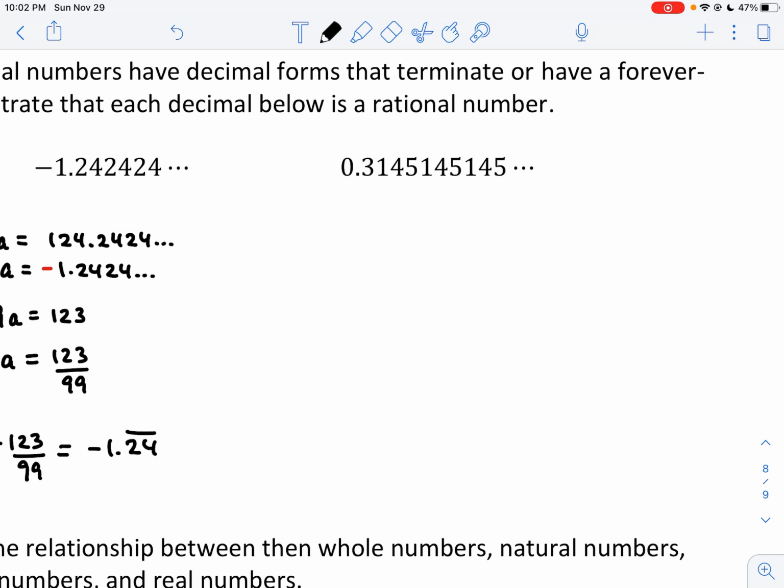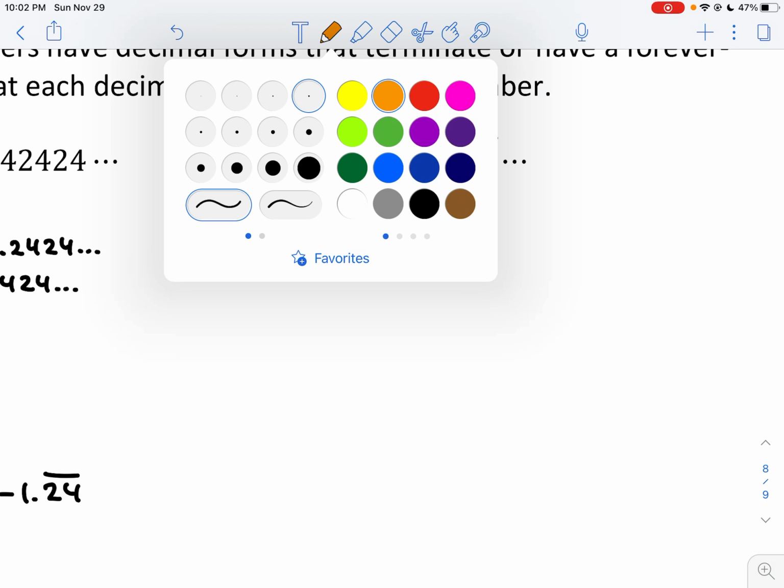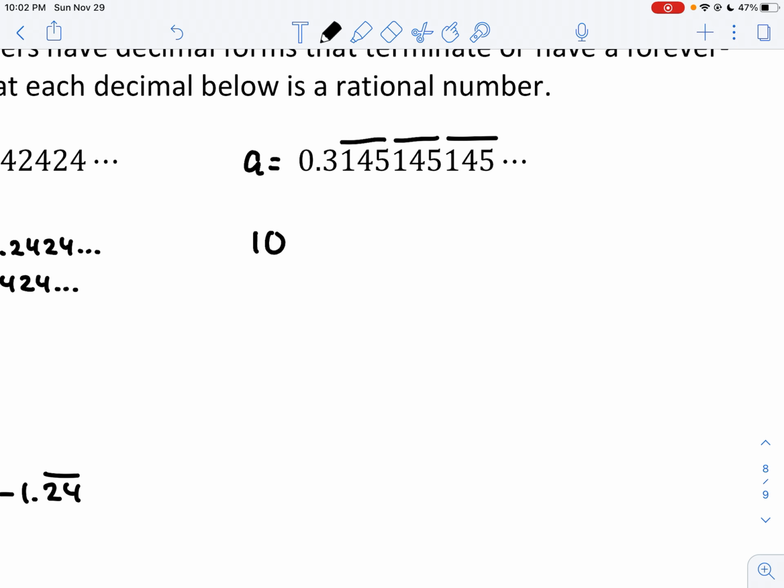And finally, 0.3145 repeating. Okay, I do see a repeating pattern. It's 145. You see that 145 repeats. But the decimal is not immediately at the start of the cycle. There's a 0.3 that precedes the repeating part. So again, let's call this a. And ask yourself first, what would you need to multiply a by to get the decimal to the start of the repeating cycle? And that would be doing 10 times a.